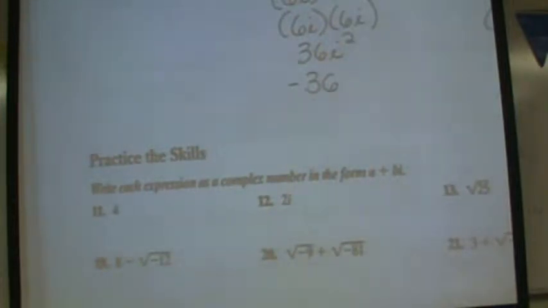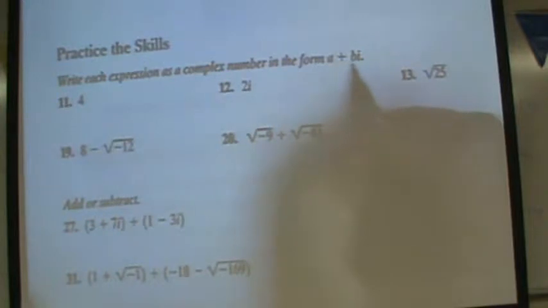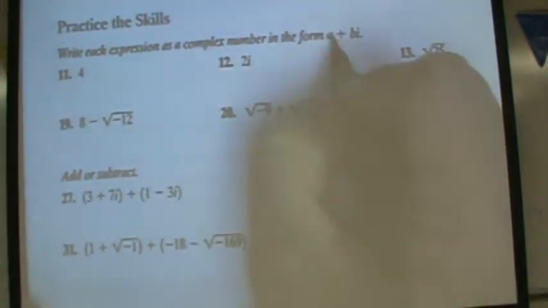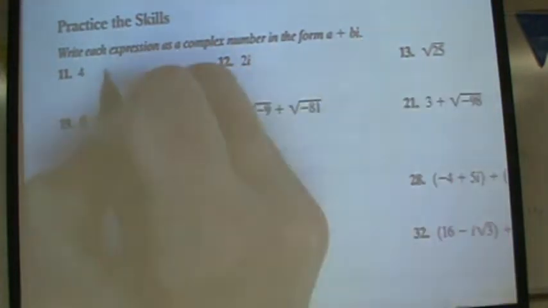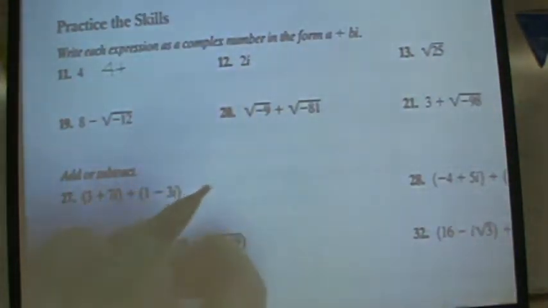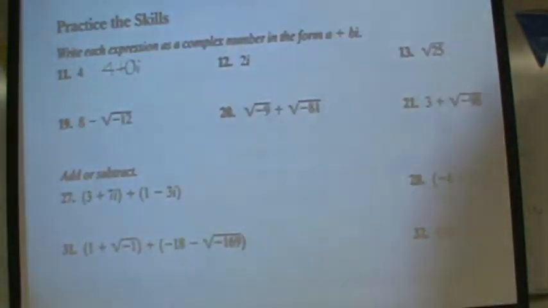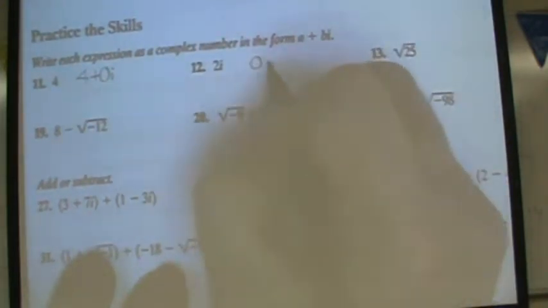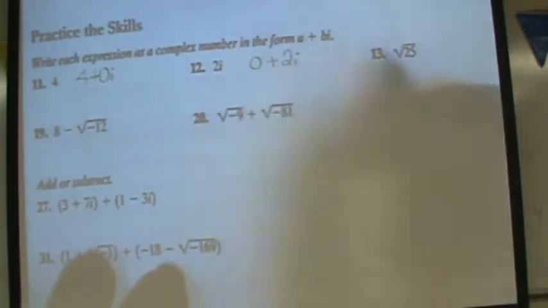Next, these are the 7.7 homework problems. So the first set of problems are asking you to rewrite these in the standard form. Well, 4 is the a value, so there is no imaginary, so it's going to be 4 plus 0i. For number 12, there is no a value, so it's 0, and then plus 2i.